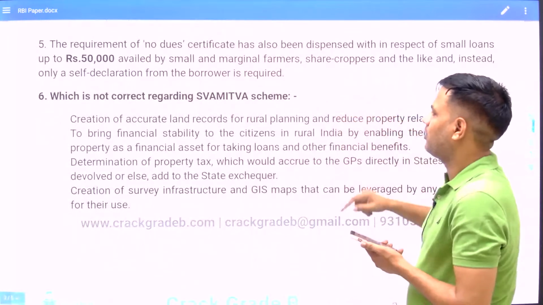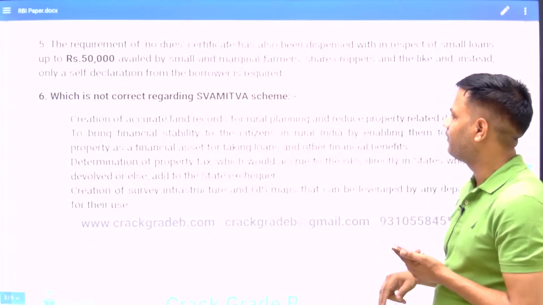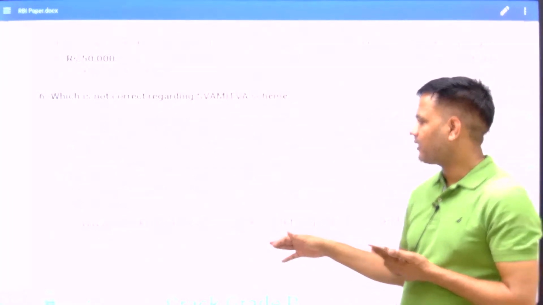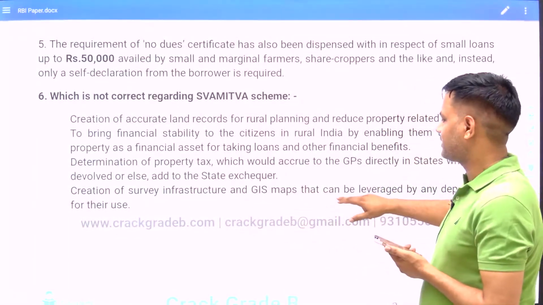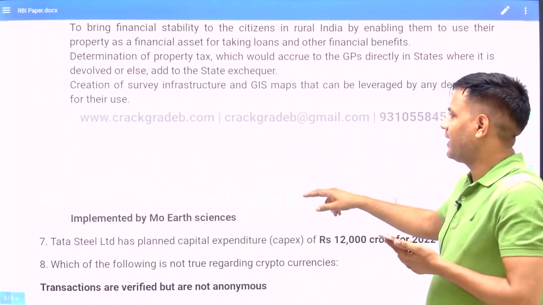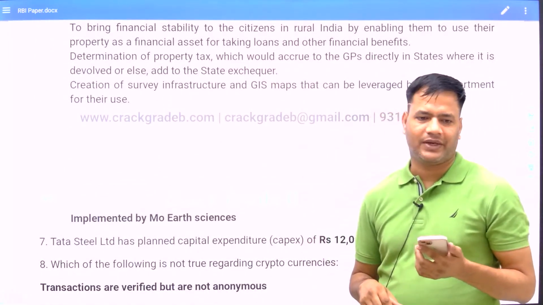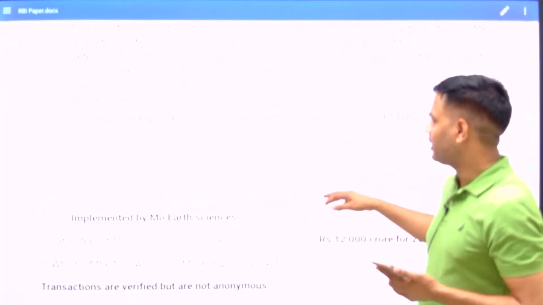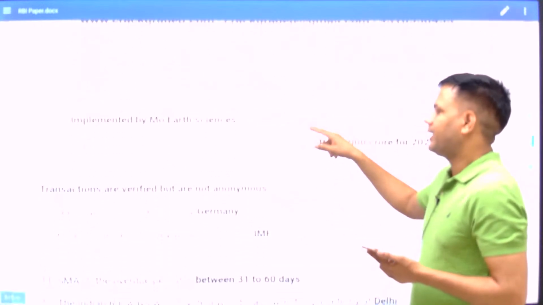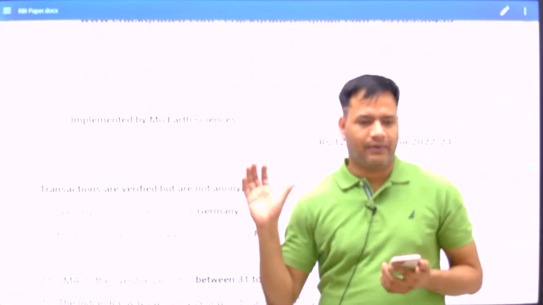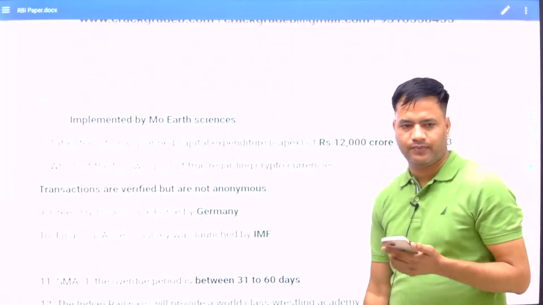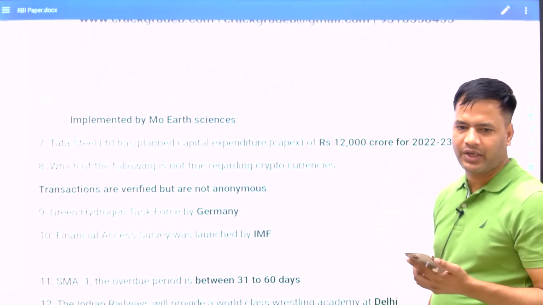Next question: which is not correct regarding the Swamitva scheme? Five options were given in the paper. I think the last one, that it was implemented by the Ministry of Earth Sciences, is the incorrect option. All other things are correct. Then a question was asked on how much capital expenditure Tata Steel Limited has planned in 2022-23.